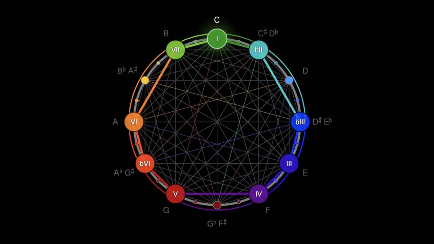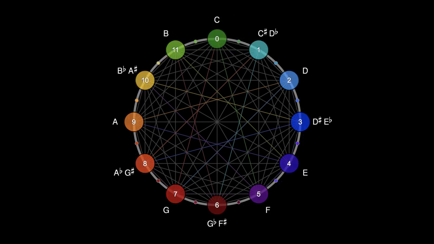Larger polygons represent larger scales: nonatonic, decatonic, and hendecatonic. The 12-sided dodecagon is the largest polygon used in music and represents the full chromatic scale.